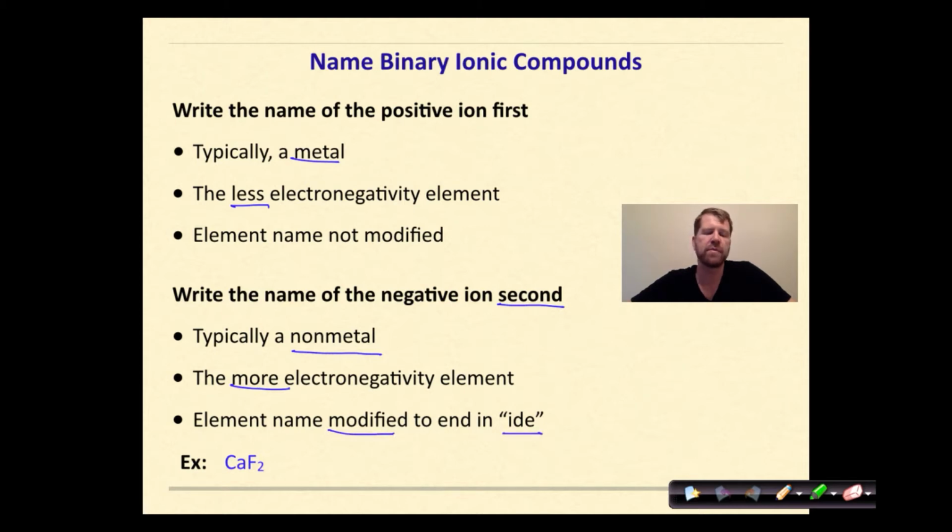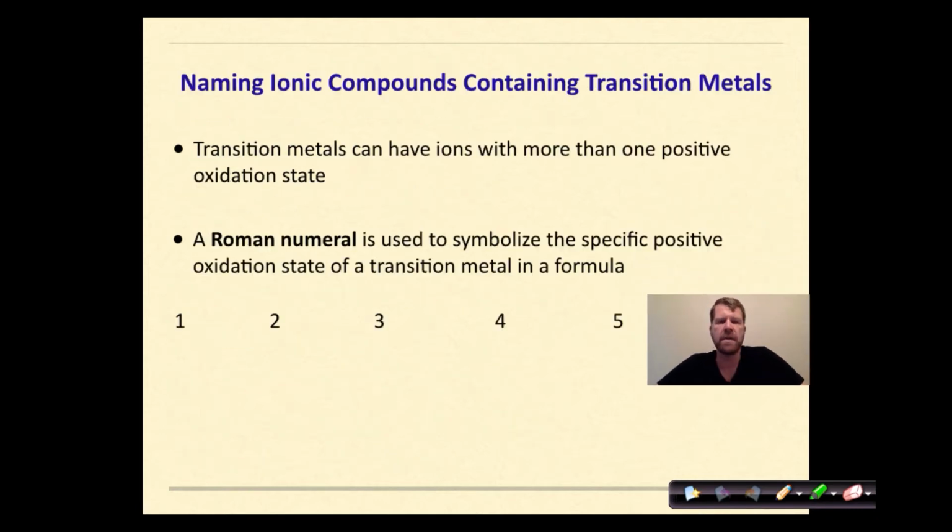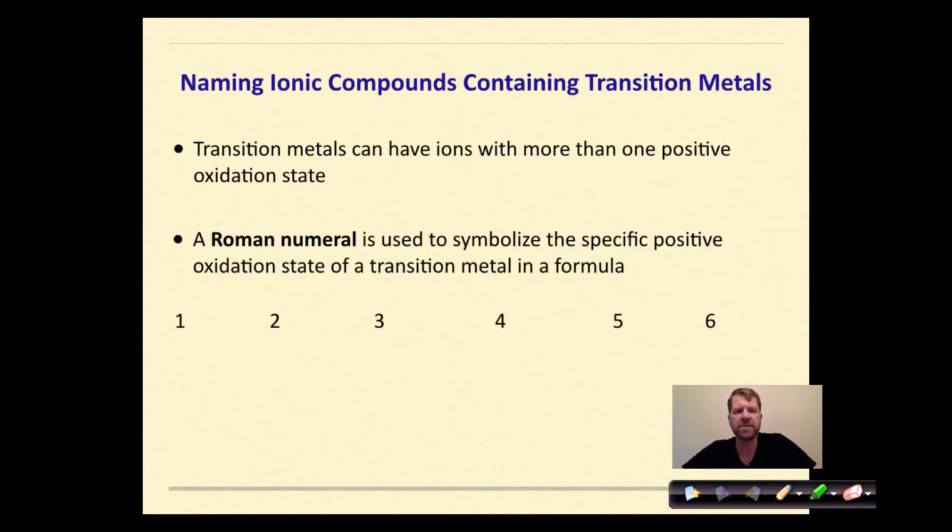So for example, the formula is CaF2. This is an ionic compound. The name would be calcium fluoride. Fluorine is the element name. You drop the "ine" ending on the element name and modify it by adding the suffix "ide." Naming ionic compounds containing transition metals.